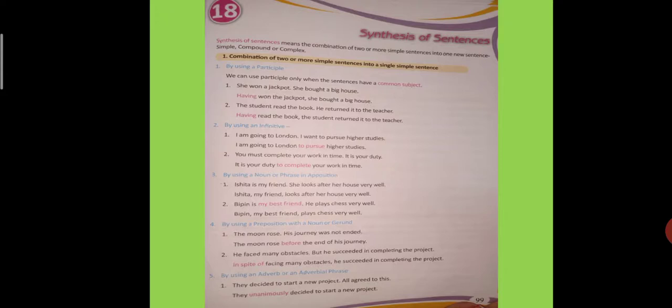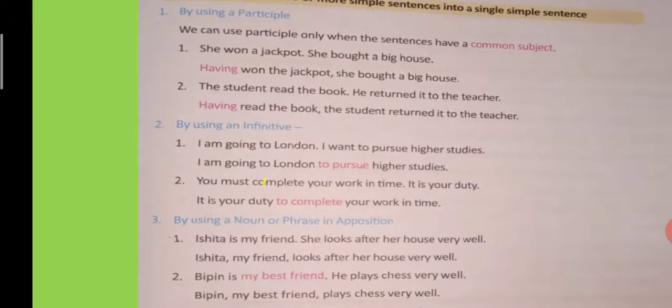So we can use a participle only when the sentences have a common subject. So the participle word will be used only when, you know what is a subject? Only when there is a common subject. You can see it over here in the example.